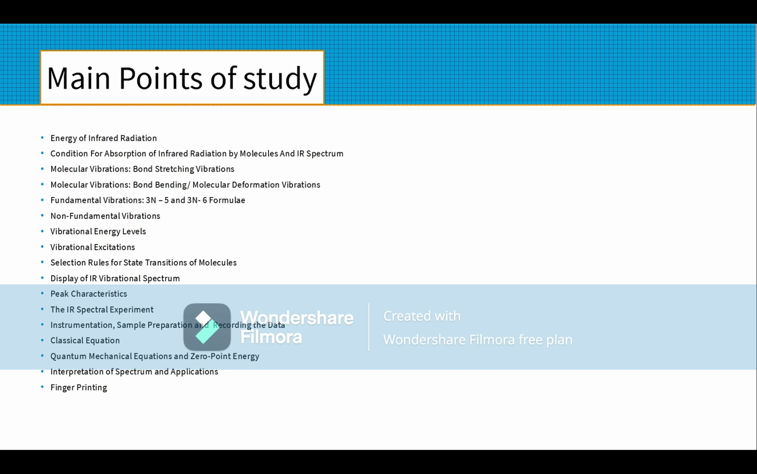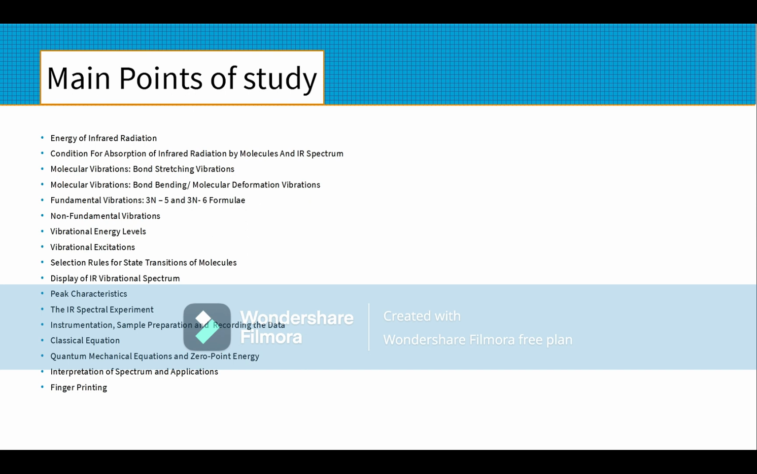If we have fundamental vibrations, the question must come to our mind. It means there must also be non-fundamental vibrations. Then we will discuss about vibrational energy levels, then vibrational energy level excitations, and most commonly for all spectroscopic methods we discuss selection rules. Similarly, here also we will discuss selection rules for state transition of molecules. Then display of infrared vibrational spectrum. We will mention there, spectrum is a two-dimensional graph actually.